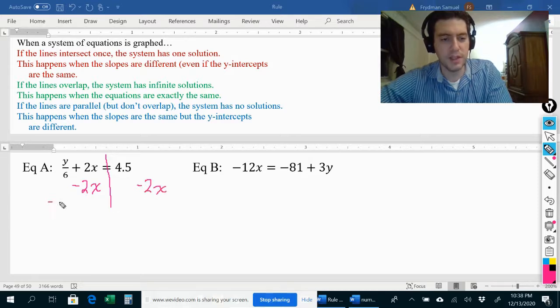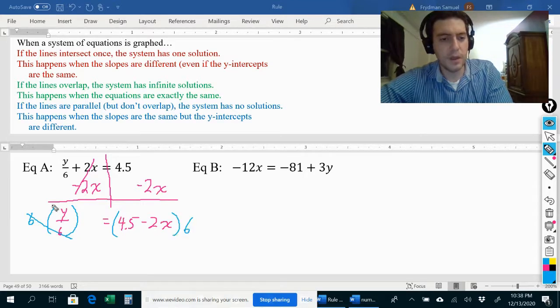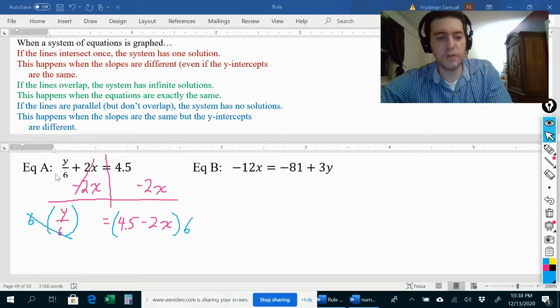This does not have an x in it, so that's going to give me y over 6 equals 4.5 minus 2x. And now I can go ahead and multiply both sides by 6 to get rid of that. Remember, whenever I divide or multiply, I have to do it to every single term. That's why I put both of these terms in parentheses here. So both of them get multiplied by the 6.